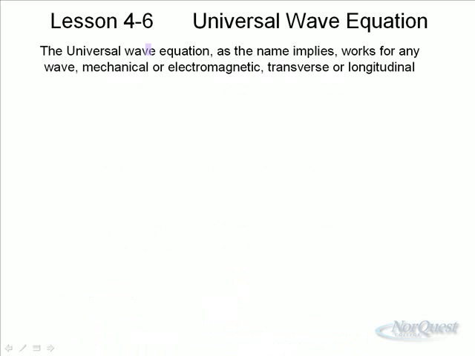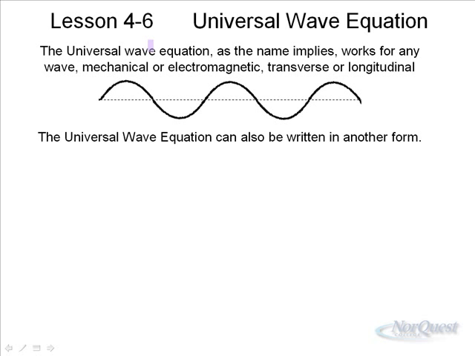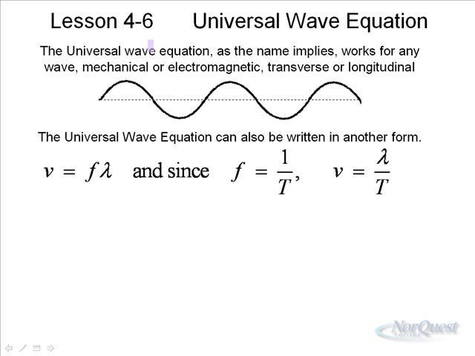The universal wave equation, as the name implies, since it's universal, works for any wave, either mechanical waves or electromagnetic waves, whether they're transverse or longitudinal waves, it doesn't matter. The universal wave equation can be written in other forms. We start off with, of course, v is equal to f lambda. That's the one we derived on the previous page, frequency times the wavelength.